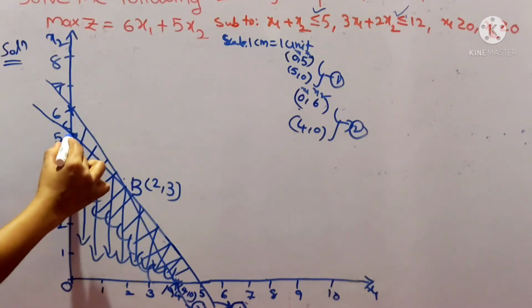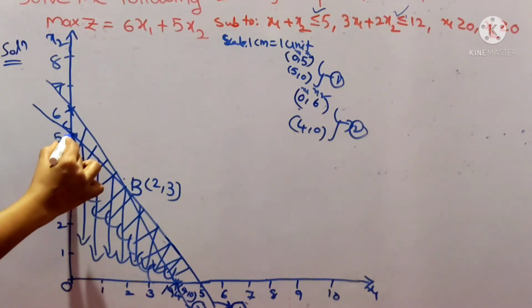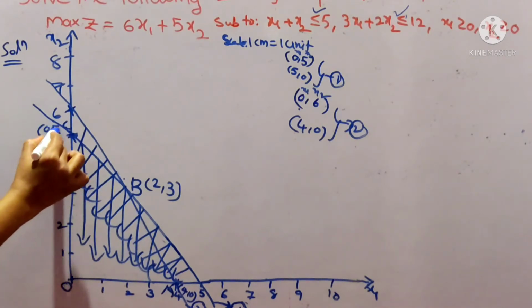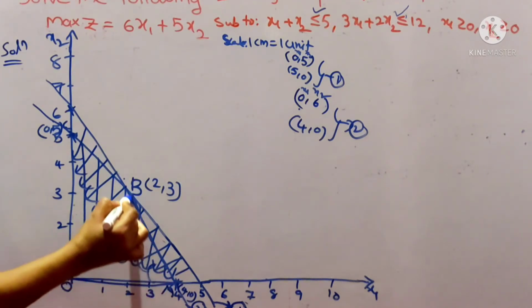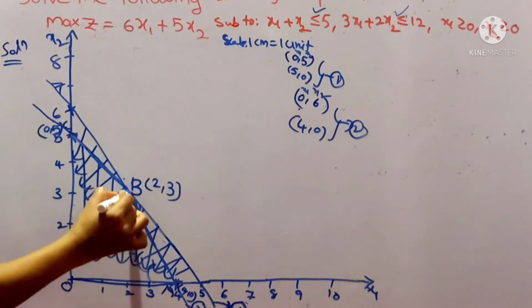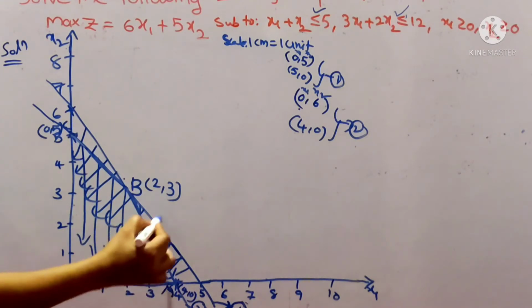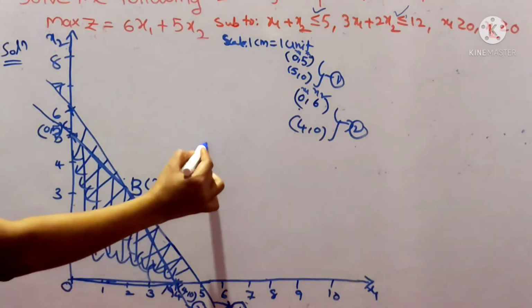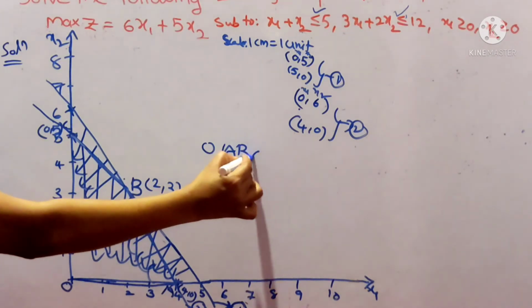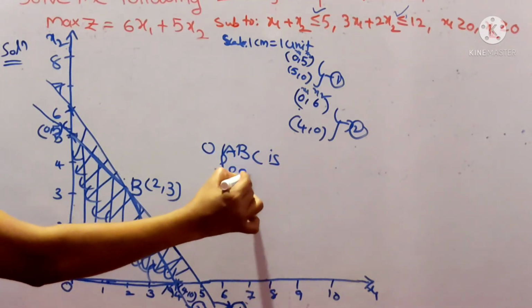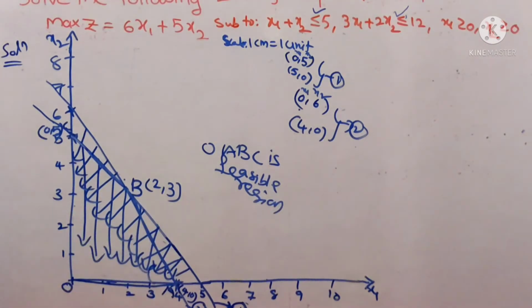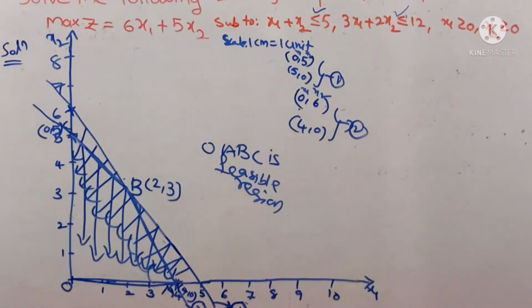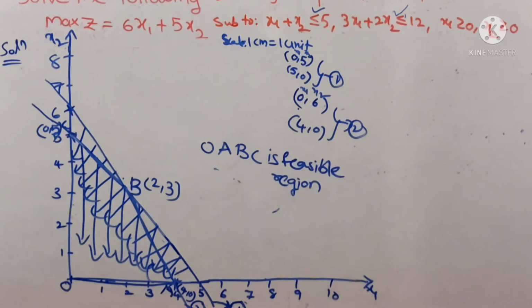Here you can observe O, A, B, C. O is (0, 0), A is (0, 4), B is (2, 3) from the graph, and C is (0, 5). And see how I am writing the box. The total shaded area is known as the feasible region. Here in this problem, for the less than or equal to constraint, OABC is the feasible region. The points are taken from the graph. Okay, already I told you the feasible region is a region common to both the constraints.